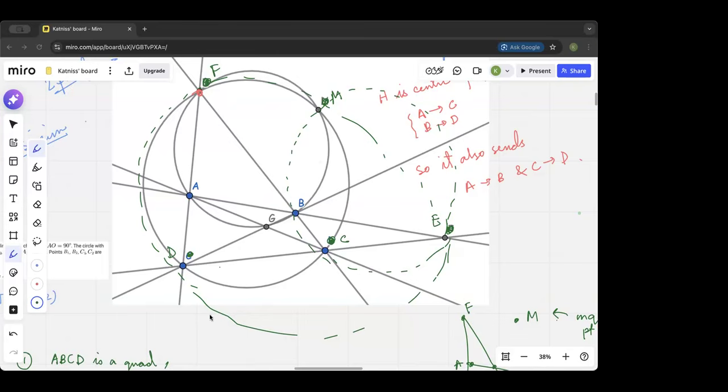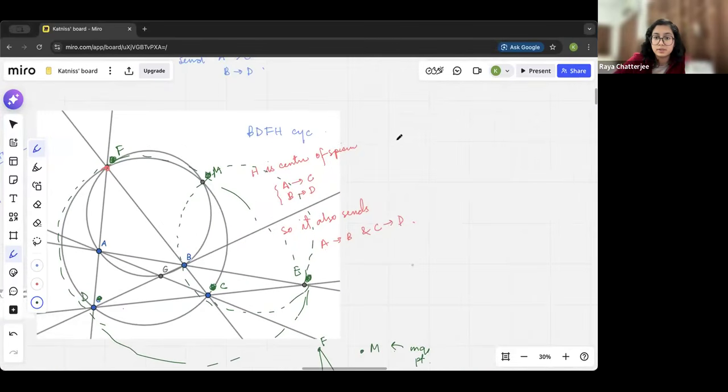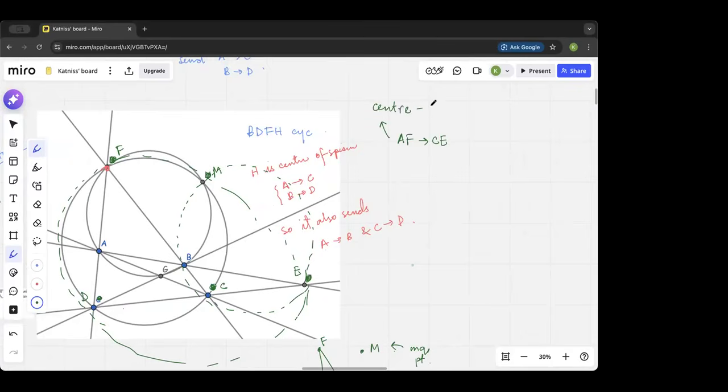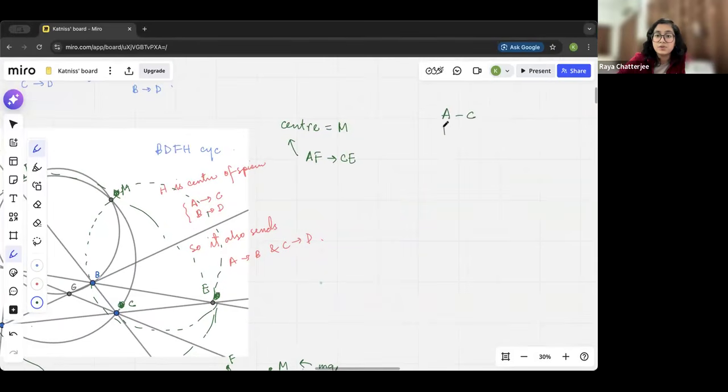I think AF and CE. AF, okay, let me go back to the diagram. AF and CE, okay, that is one, definitely. So I'll just keep a note. AF goes to CE. And what is the center of the spiral similarity? M. Yes, perfect. Also, like you said AF to C, which is perfectly fine. So this means that A goes to C, F goes to E, right? So another pair that you can get from here?